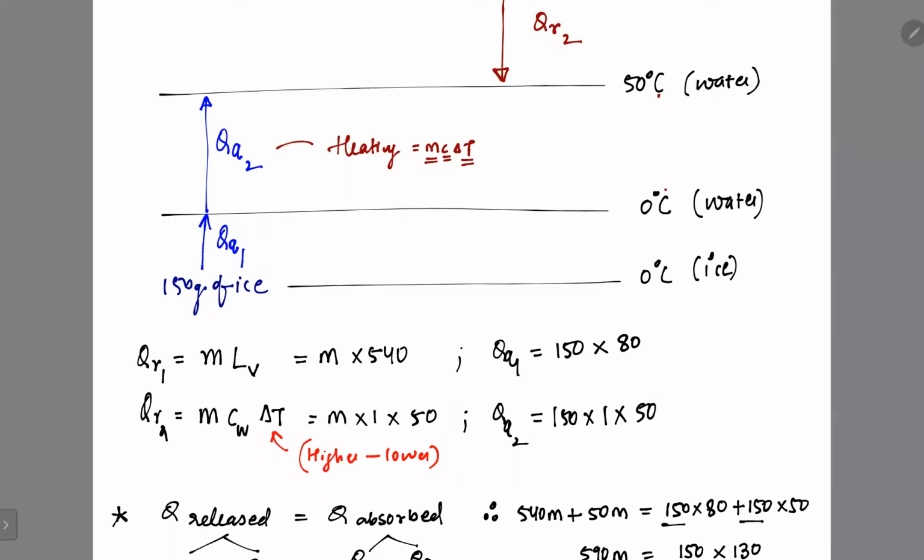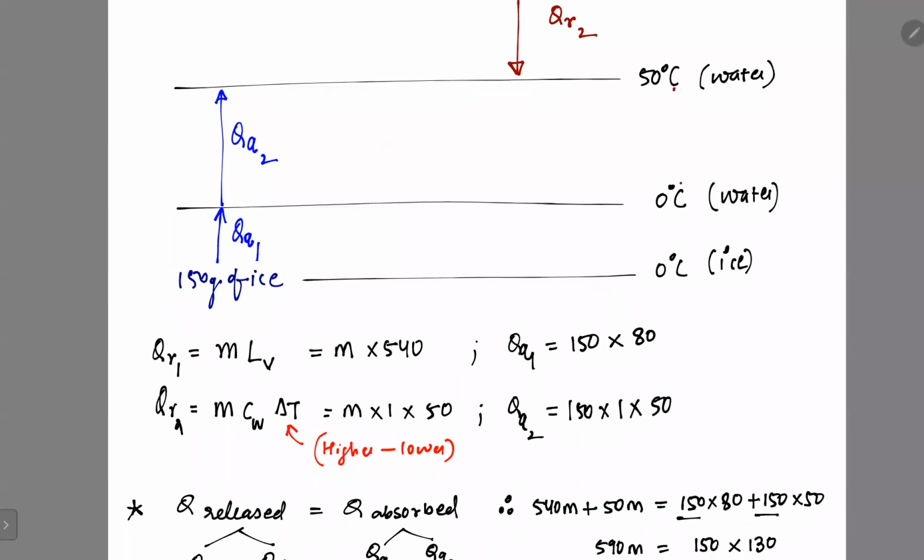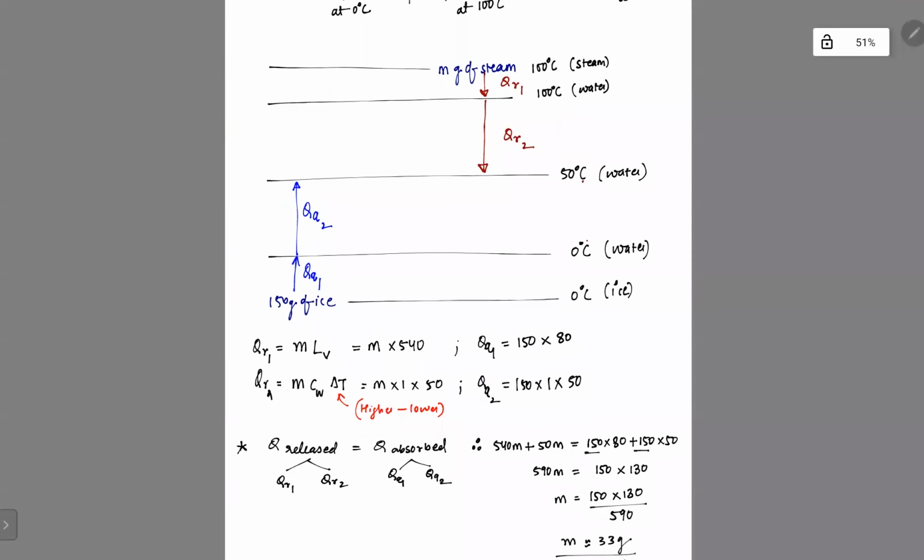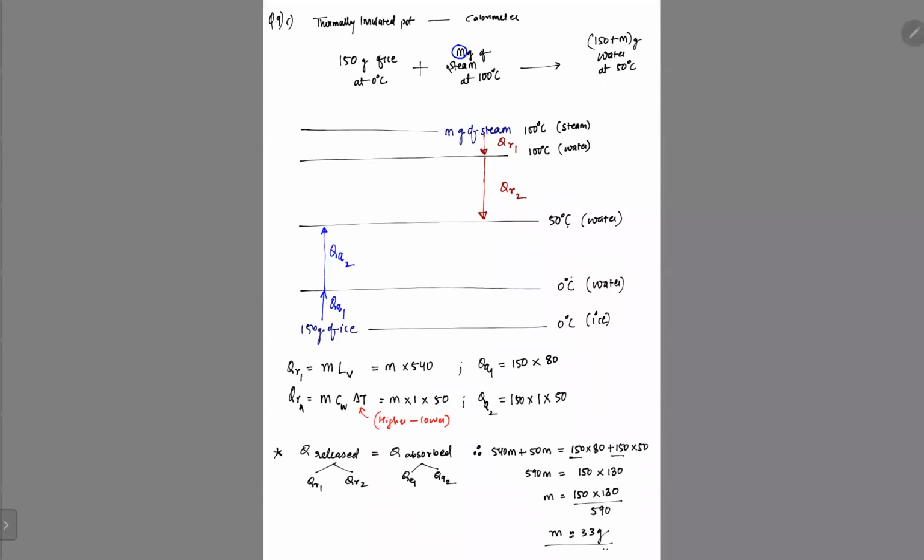Yes, sir. Any more doubt, or can I move to the next question now? Next question. Let's move on to the next question. Now we will take the last question, which is question number 9. D. What does the question say? A calorimeter has a mass of 100 gram.